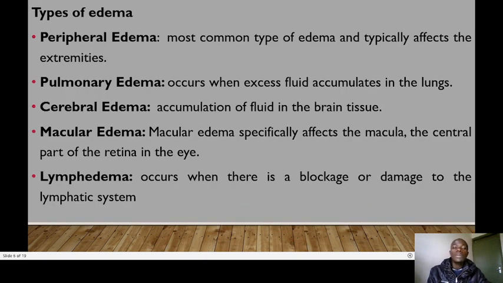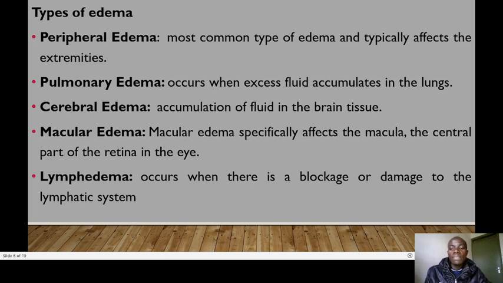We have different types of edema, like peripheral edema. You find this is the most common type of edema, and it typically affects the extremities, the hands, the legs. Pulmonary edema. This occurs when you have excess fluid accumulation in the lungs. Cerebral edema, accumulation of fluid in the brain tissue. We also have macular edema, and this is edema that specifically affects the macula, and this macula is the central part of the retina in the eye.